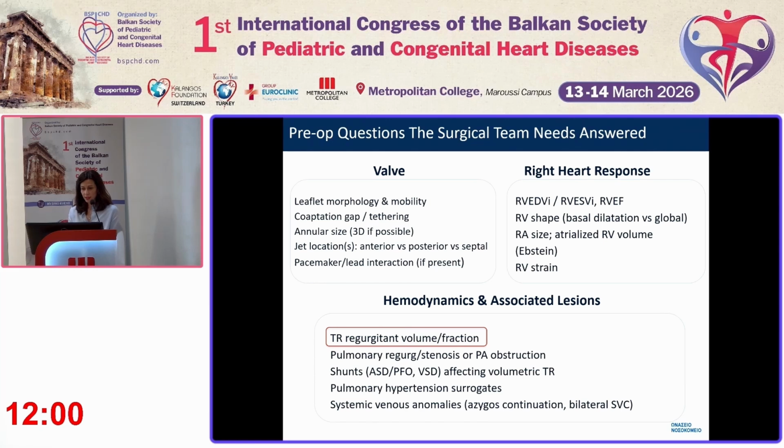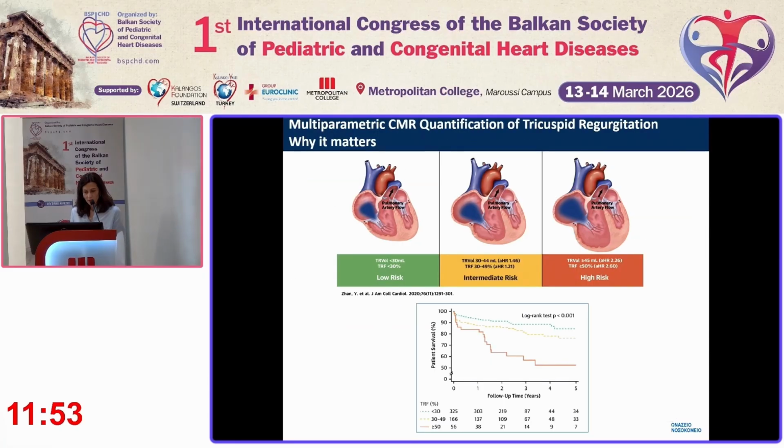Now moving on to hemodynamics and measuring the tricuspid valve regurgitant volume. Why does it matter? It matters because, like I said, and the previous speaker said, it affects mortality. So this is the largest outcome study with more than 550 patients on the natural history of tricuspid valve disease that links the CMR-derived TR volume and regurgitant fraction with mortality.